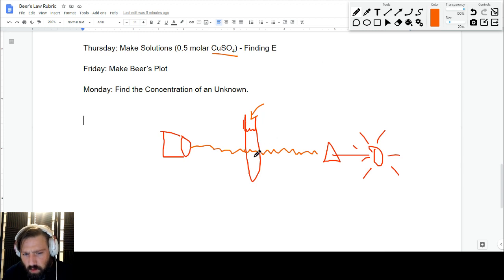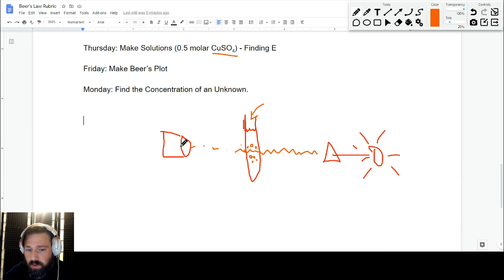So what's going to happen is when this light goes through, some of these ions that are inside of here will absorb this light. We'll talk about why they're absorbing light on Tuesday, but some of this is going to be absorbed. So less light actually makes it through. Some of this light goes away. And then this photon detector will detect how much there is.